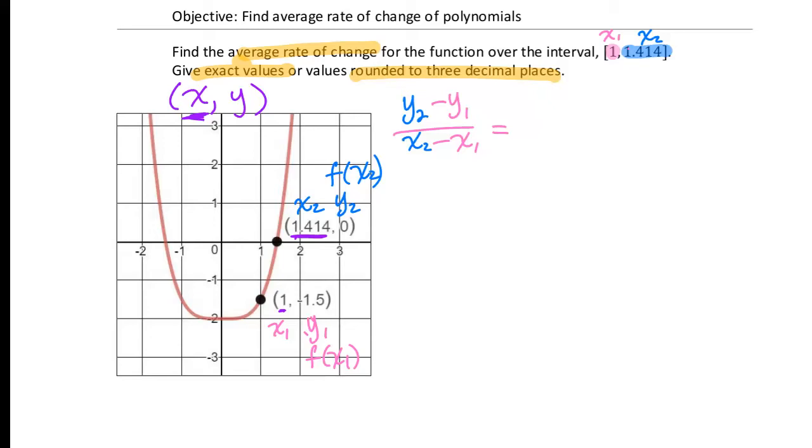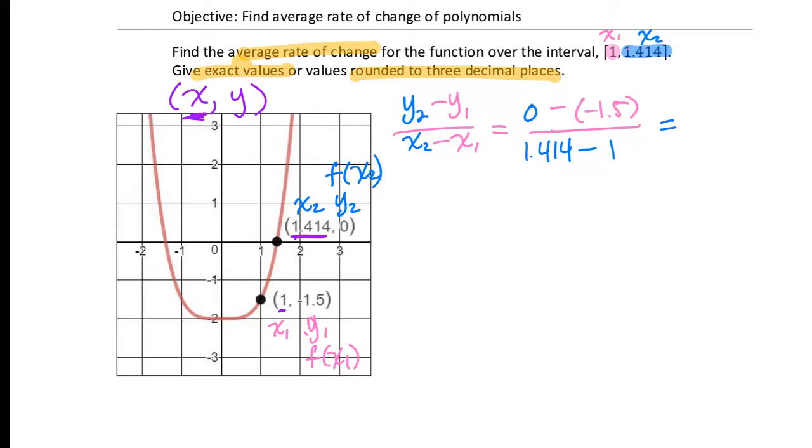0. So I'm going to put 0 minus my y1, which is a negative 1.5. Because it's a negative, I'm going to put parentheses. So I'm subtracting a negative, over my x2 value, which is 1.414, minus my x1, which is 1. So we're going to just add those together. And remember, anytime you're subtracting a negative, that's like a negative times a negative, it becomes a positive. This right here becomes a positive.